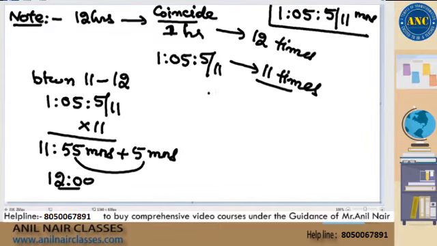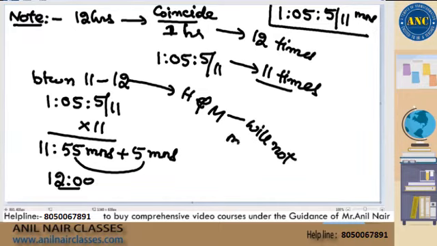Between 11 to 12, the hour hand and minutes hand will not meet. Please make a note of this. Between 11 to 12 o'clock, they will not meet. So in every hour, 1 to 2 it will meet, 2 to 3 it will meet, 3 to 4 it will meet, 9 to 10 it will meet, 10 to 11 it will meet, 11 to 12 it will not meet.